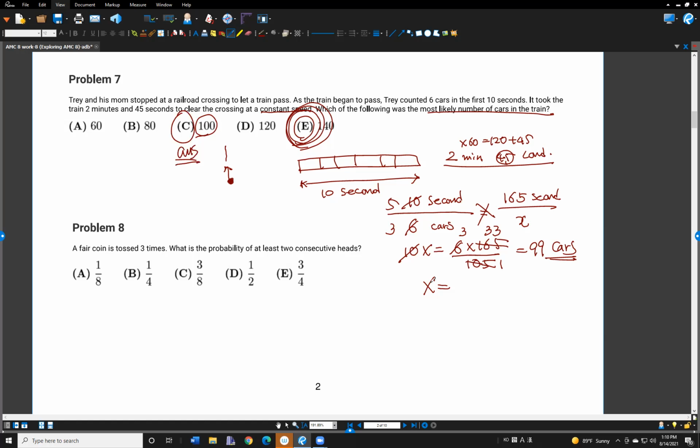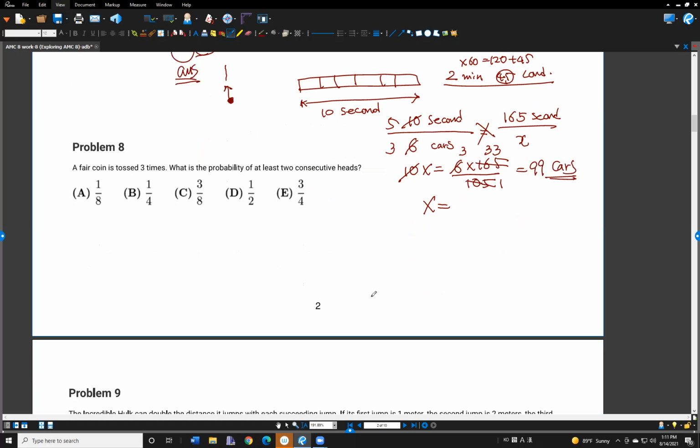That is what we call proportion. If you observe 10 seconds, you see 6 cars. 20 seconds is going to be twice, 12 cars. 30 seconds is 18 cars, something like that. That is okay? That is a proportion, right? Yeah, choice C is the answer, okay? You guys understood? Okay. All right, try number 8 now.